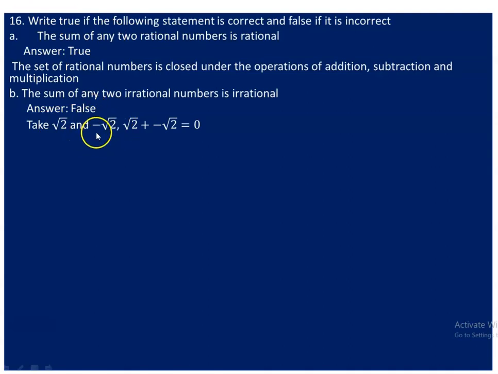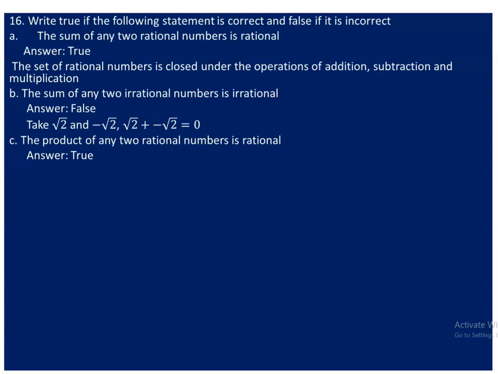What will happen if we take the sum? If we take the sum of these two, it will be 0. So it is not always true that the sum of any two irrational numbers is irrational. Sometimes you may obtain a rational number, as you see. Now coming to the third one: the product of any two rational numbers is rational. What can you say about this, students? As you clearly know, the answer is true.